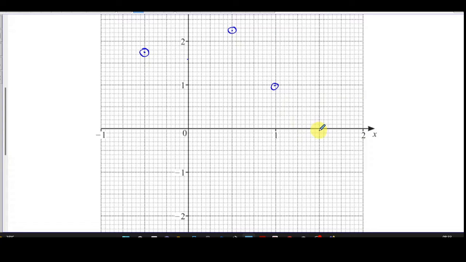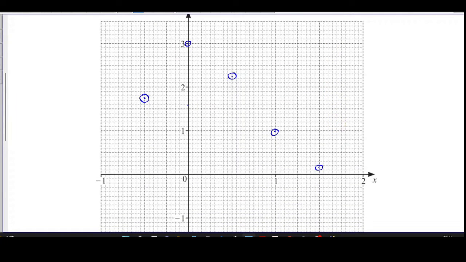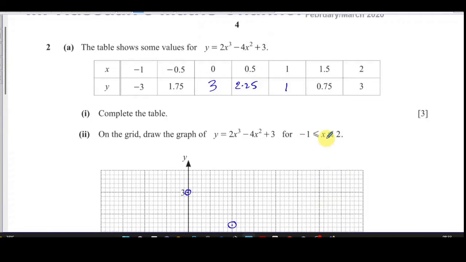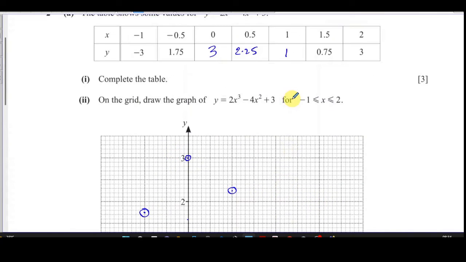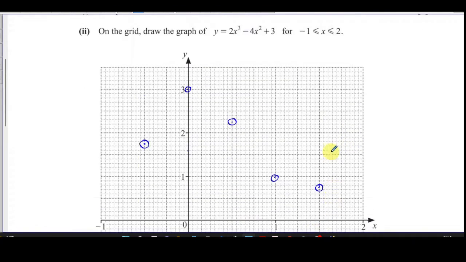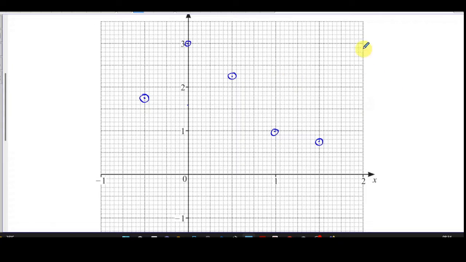Now 0.75. Okay, that's 0.5 here, so that's 0.6, that's 0.7, that's 0.8, so 0.75 is over here. Not that easy to make it too accurate, but that's a bit higher than a half up there. So that's 1.5 and 0.75, and then 2 and 3, that's going to be up here.